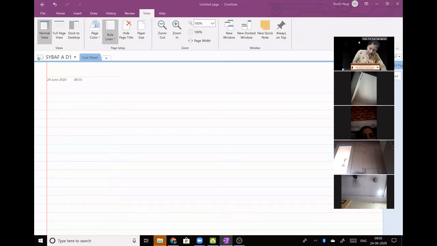So now what is this cost sheet all about? This is about CAS 1, Cost Accounting Standard 1. And the cost sheet will speak about the format as to how to calculate cost.